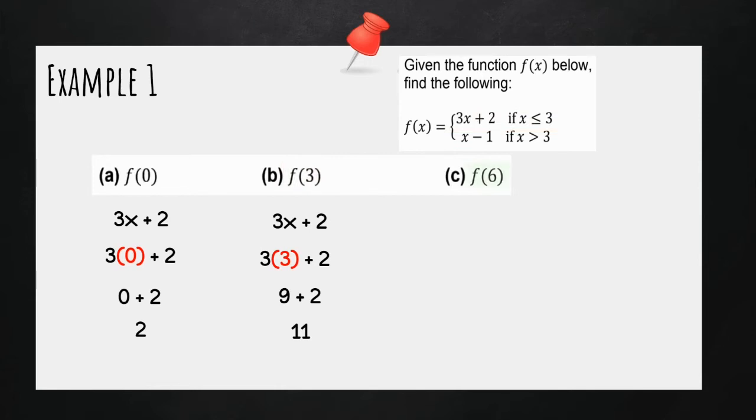Now my part C, here we go, f of 6. Now notice that I'm going to use that second part of my piecewise function because if x is greater than 3, that fits the value that I need to evaluate. So 6 is greater than 3, so I'm going to use that rule of x minus 1. Take that 6, substitute it in for the x, and your final answer is going to get you 5.